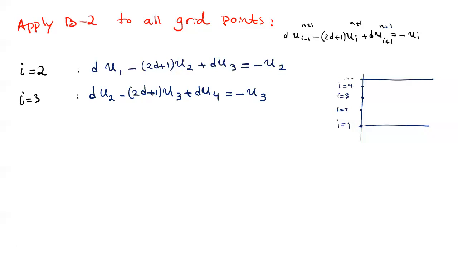Question here? Can we move on? Depending on how many nodes you have along the Y, we can move on. But let's see how many I have. Let's go one more. At I equal 4, I have D U3 minus (2D plus 1) U4 plus D U5 equal to minus U4.